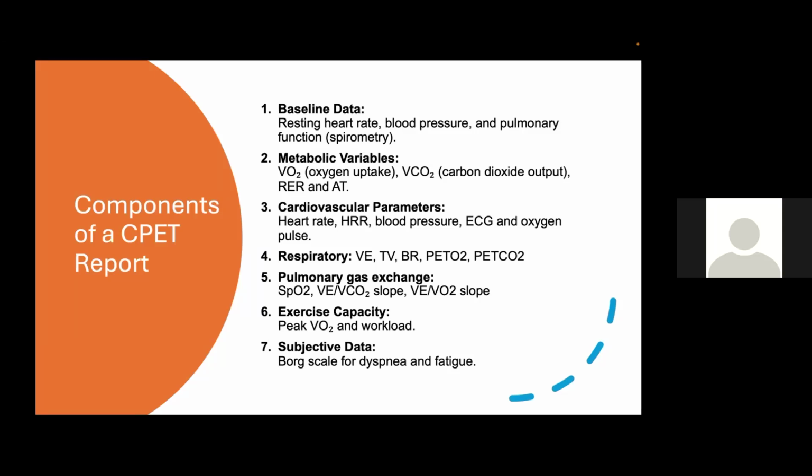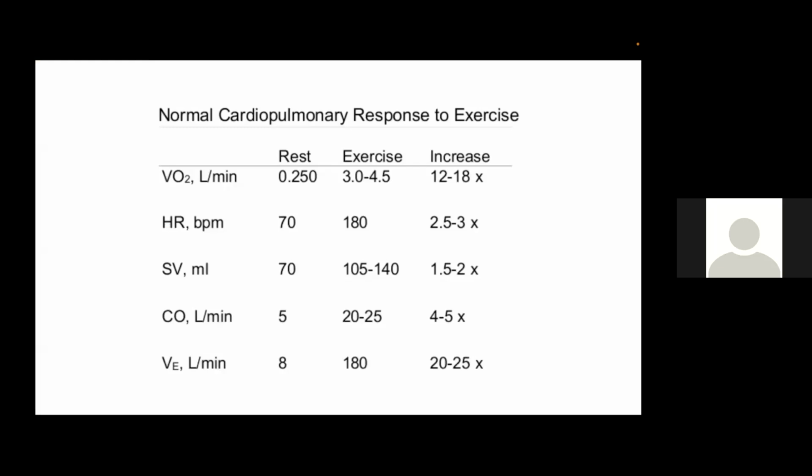Also, the 6 points in the CPET report, we look for the exercise capacity. So we look for the peak of VO2 and workload. And then we have the subjective data, the symptoms of the patient, why the patient stopped the exercise. Is it due to dyspnea or chest pain or leg fatigue? And it's really important to know this because it can help us to identify the pattern of the patient.